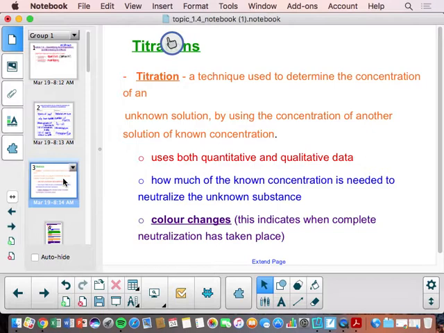Anyway, how we use titrations: it uses both quantitative and qualitative data. How much of a known concentration is needed to neutralize the unknown substance is what we're doing. So we take a known substance and we try to neutralize the unknown. And how we figure out when it's neutralized is with a color change, so we use an indicator. Do you guys remember when we tested acids and bases in the past, with those little strips? We can also take a little sample and use a dropper so you see the color change. That's what we use in a titration.